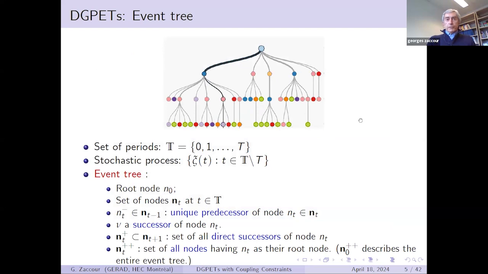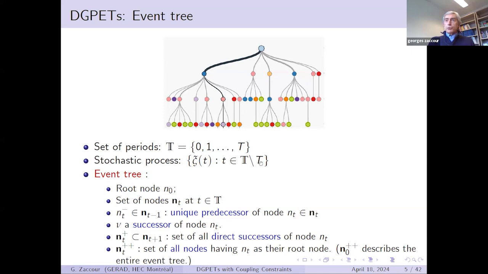So to define a game played over event trees, I need to do two things. One is to define the elements that are necessary to define the event tree, and also the elements of the game themselves. So let me start with the event tree. What I'm considering here is the case where I have capital T periods. For instance, here we have 1, 2, 3, 4 periods. And we have a stochastic process, xi t, that is described by this event tree.